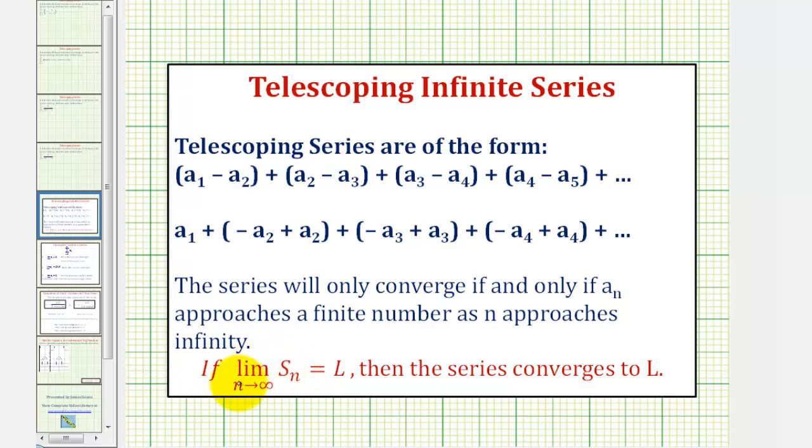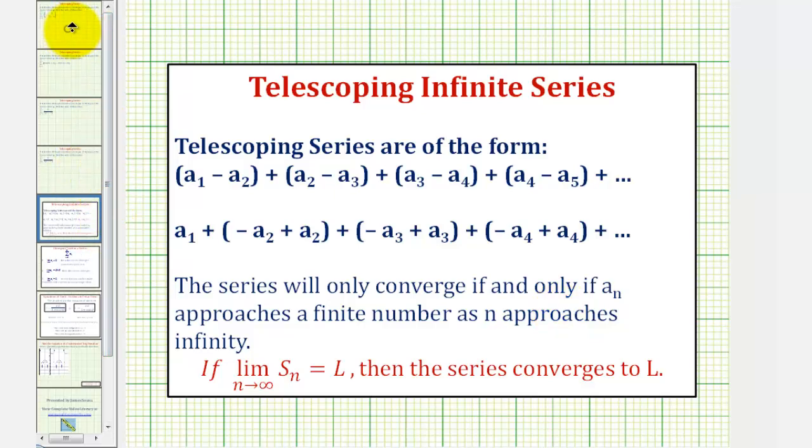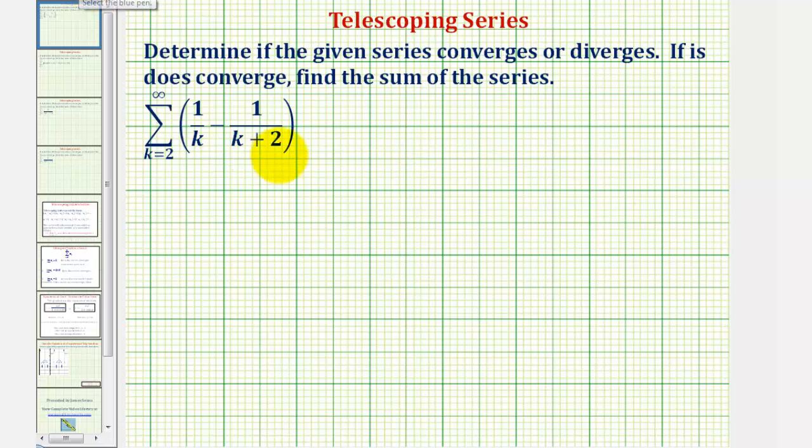Then, if the limit as n approaches infinity of the partial sum equals L, a finite value, then the series converges, and it converges to L. The series will also only converge if and only if a sub n approaches a finite number as n approaches infinity. So going back to our example, we'll begin by expanding the series to find the partial sum S sub n. So notice how the first group of terms in this series would be when k is equal to 2. So we'd have 1/2 minus 1/4.